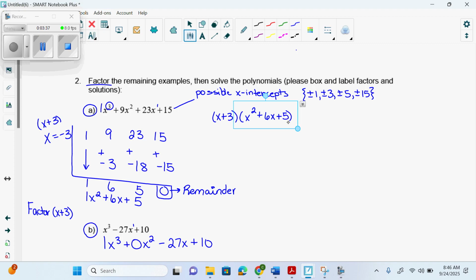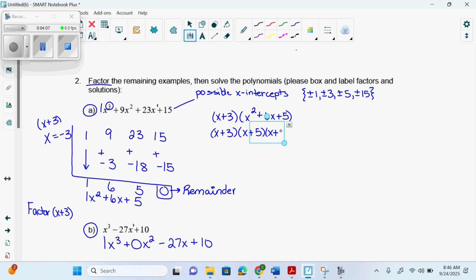Am I done? I have a linear factor and a quadratic factor. Can I factor the quadratic factor? Yes. If I cannot factor the quadratic factor, I stop, and I'm done. I have a linear and a quadratic, if it asks me to factor. So I'm going to get x plus 3, and then what multiplies to 5 and adds to 6: x plus 5, x plus 1.